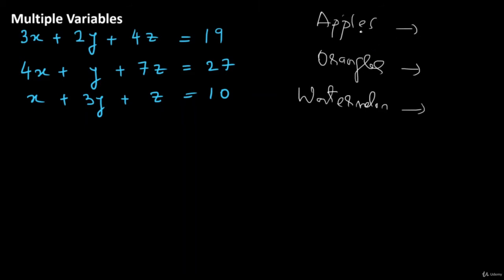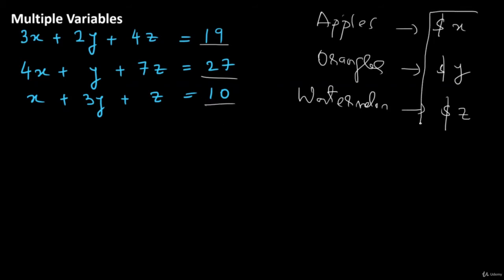Now the cost of one apple is x dollars. The cost of one orange is y dollars, and the cost of one watermelon is z dollars. Now it may be given that if somebody is buying 3 apples, 2 oranges and 4 watermelon, they have to spend $19. If they are buying 4 apples and 1 orange and 7 watermelon, they have to spend $27. And if they are buying 1 apple, 3 oranges and 1 watermelon, they have to spend $10. And we have to find x, y and z.